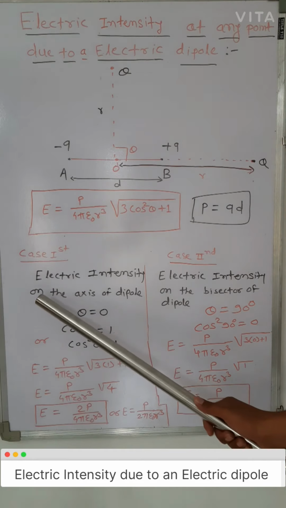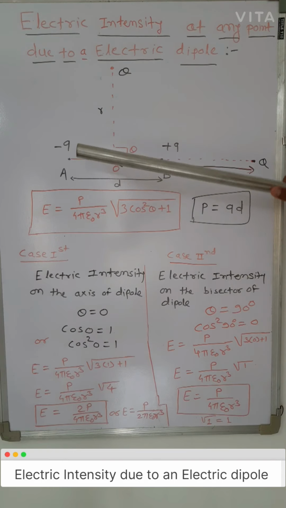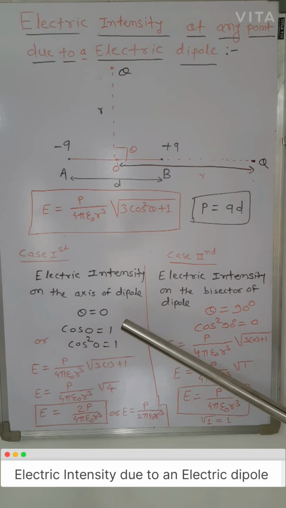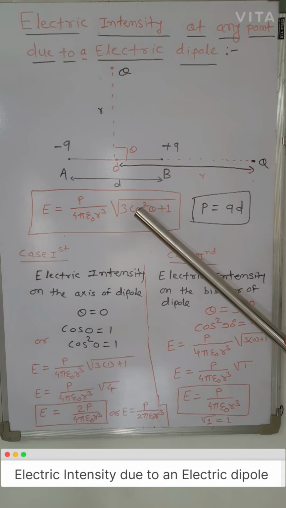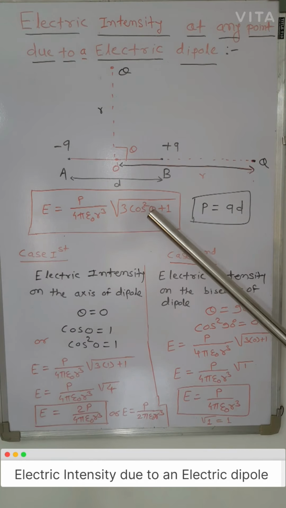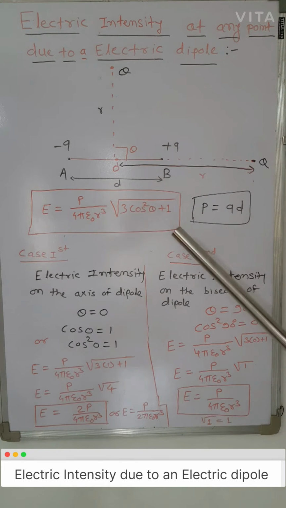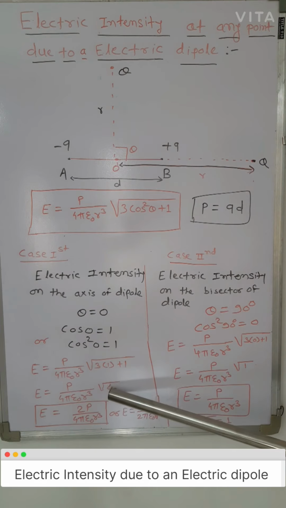So for the electric field intensity on the axis of the dipole, the angle made by the dipole and this axis is 0. So theta is equal to 0. So cos 0 is equal to 1, so cos square 0 is also equal to 1. Here we put cos square 0 equal to 1. So 3 multiplied by 1 plus 1, so we get under root 4.